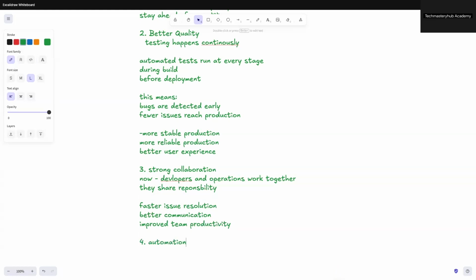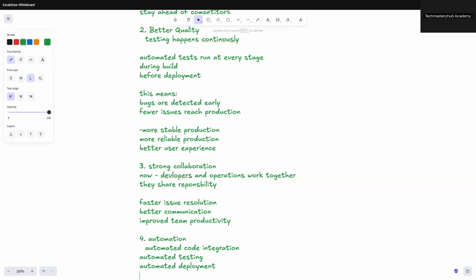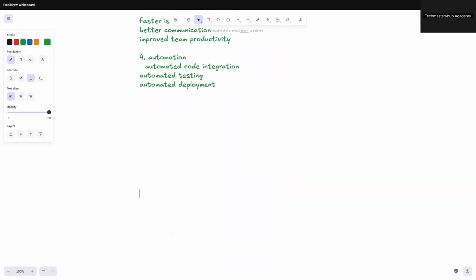Fourth benefit is automation. This is the core of DevOps. Because tasks that were manual earlier are now automated. So code integration, automated; automated test, automated deployment, right? So everything is automated.